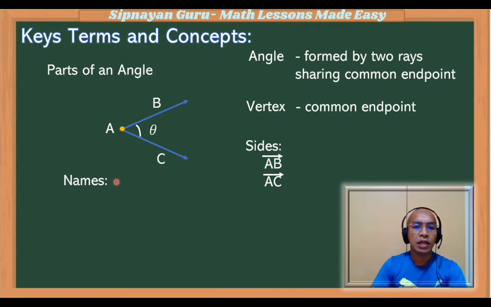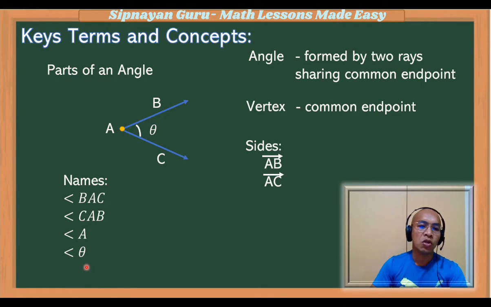How do we name an angle? We can name an angle in different ways. If we use the three identified points, the common endpoint, which is the vertex, must be put in the middle. For example, you can name this angle as angle BAC, or it can be named as angle CAB. Or if there is a symbol in between that represents the angle, that could also be the name of the angle. So this is angle theta.